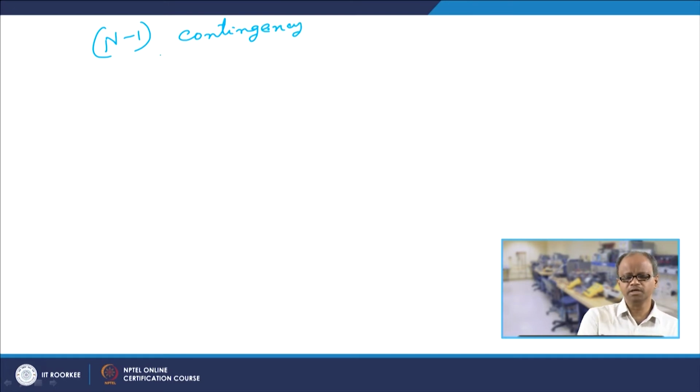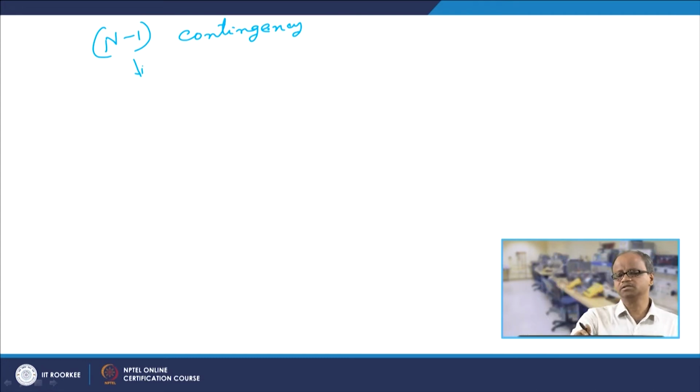N-1 contingency means that if there are, let us say, n elements comprising generators, transmission lines and transformers, then N-1 contingency is the outage of any one element at a time. What we wish to know is whether my system will operate in the secure zone even in the face of N-1 contingency or not. That is the primary requirement.